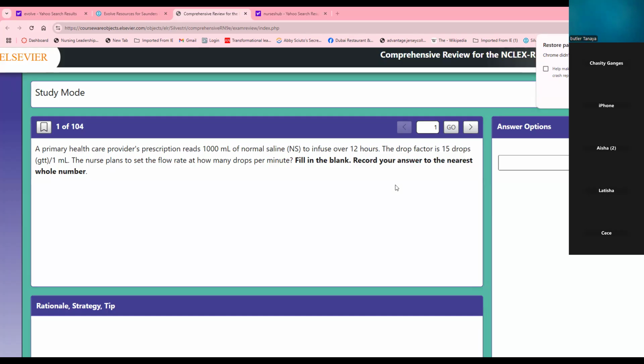So write your stuff down because I'm going to go to the whiteboard just because I want to make sure everybody is good with all this. So our volume is 1,000. Our time is 12 hours. We're going to convert that. So I'm going to write it underneath my 1,000. It's 12 times 60. And then my drop factor is 15. And unless it tells you otherwise, you already know that it's always going to be a whole number for the answer here, unless it tells you to do something else.